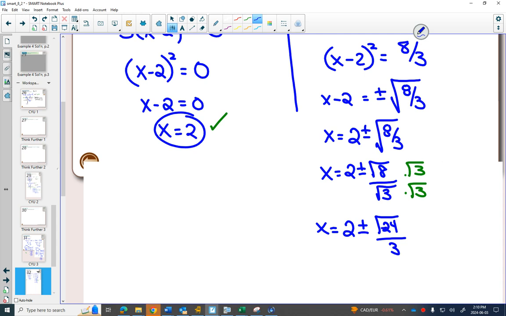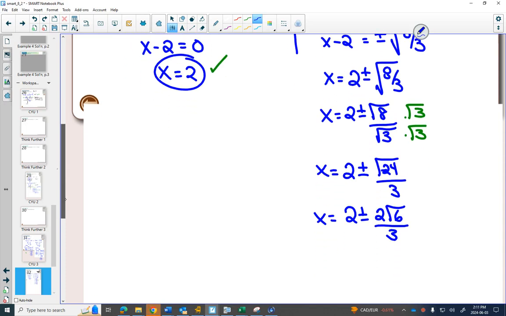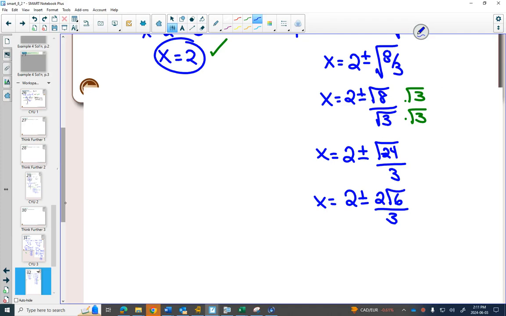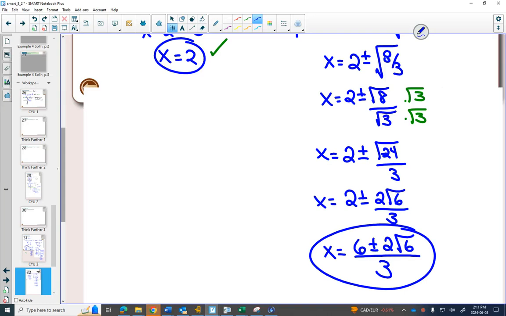The square root of 24 you can reduce because it's 4 times 6. So this will become x equals 2 plus or minus 2√6/3. And this is how the textbook has the answer at the bottom of the page. However, technically, this isn't simplified yet because you don't have a single fraction. The proper way as a single fraction would be to get a common denominator. So 2 I would write as 6/3. And this would be the right answer in lowest terms.